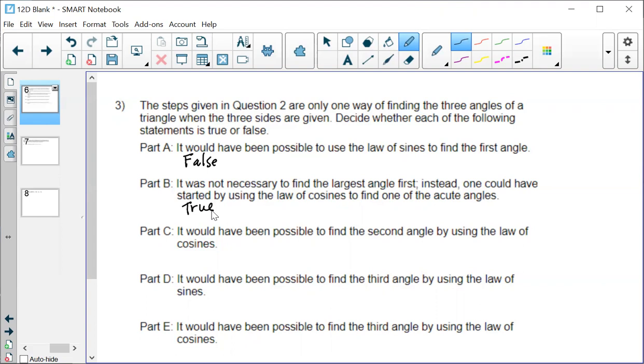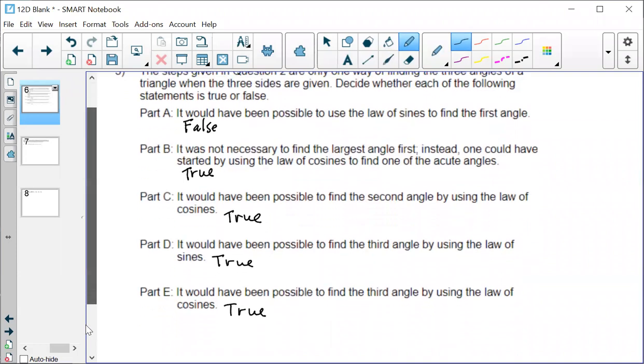Part C, it would have been impossible to find the second angle by using the law of cosines. Part C is true. Part D, it would have been possible to find the third angle by using the law of sines. Part D, true. Part E, it would have been possible to find the third angle by using the law of cosines. Another true there. And that's all that's there.